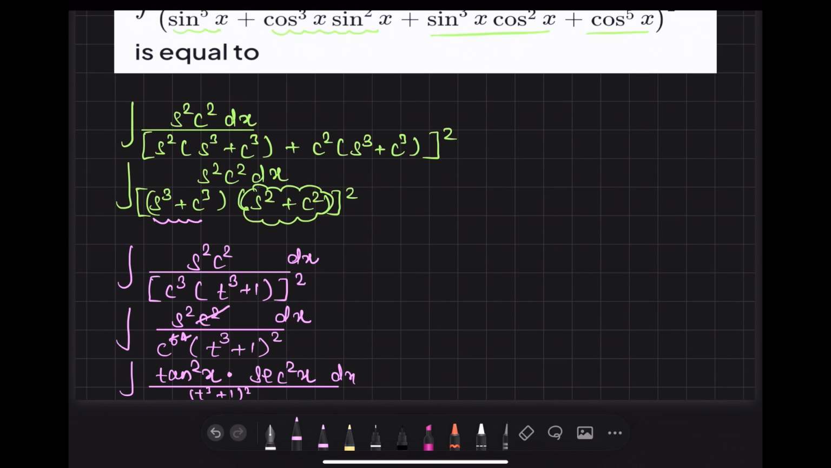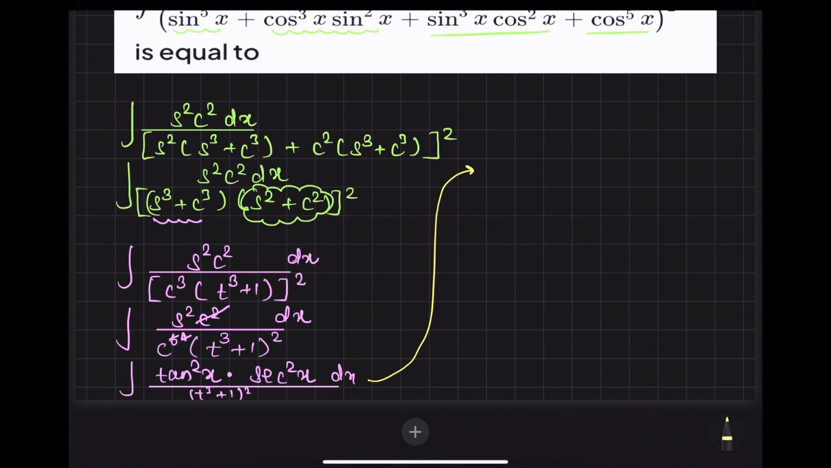Okay, now for the time being, can I take the whole denominator as z? Meaning I will take z as tan cube x plus 1. So let's differentiate dz by dx. Now the differentiation of tan cube is 3 tan square x. Now the differentiation of tan x will become sec square x.